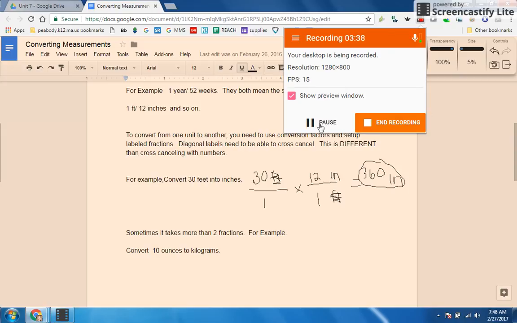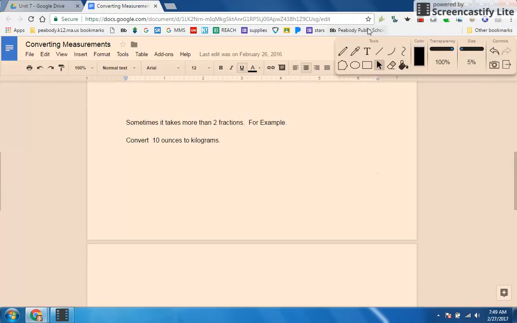The next one's a little bit trickier. So sometimes it takes more than 2 fractions or more than 2 conversion rates to get your answer. So for example, for this one, they want us to convert 10 ounces to kilograms. So I take the first thing, which is 10 ounces. I'm going to put OZ for ounces. So 10 ounces over 1, first step.